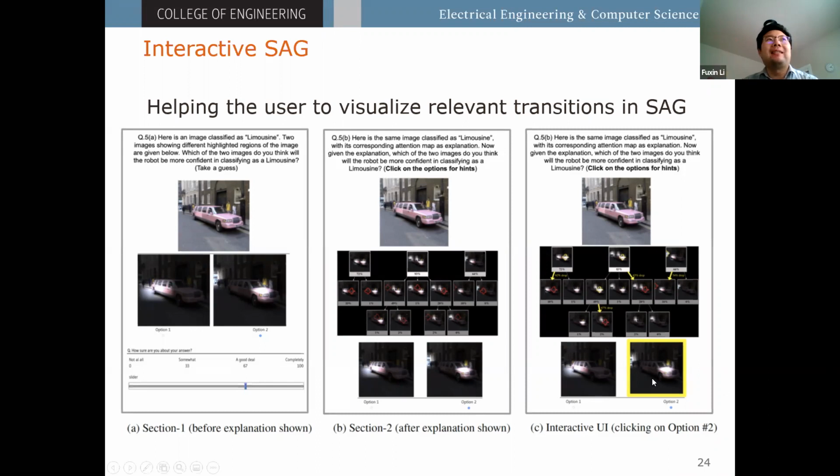So we make sure that this option was never shown in the structural attention graph that we actually showed them. We call this method SAG, structural attention graph. We asked them to predict whether this is more likely to be classified as more confident from the CNN or this one. And then we compared with baseline single heat map approaches, such as I-GOS and GradCam.